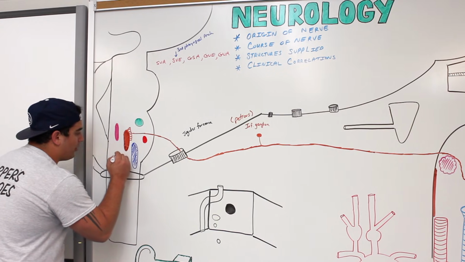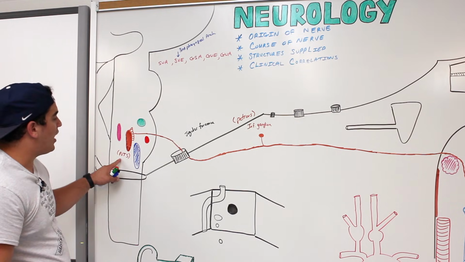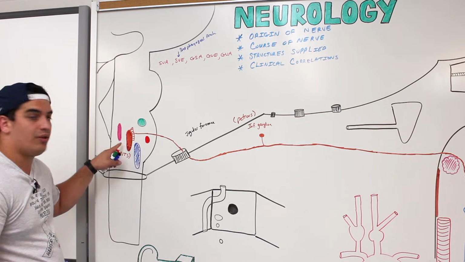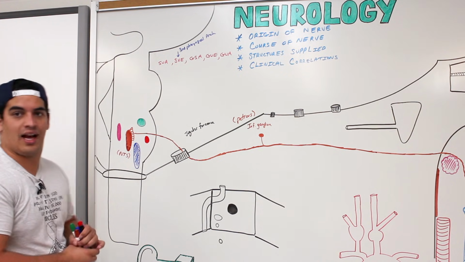So what is this guy here called? I'm going to denote it as NTS. NTS stands for nucleus of tractus solitarius. These SVA fibers are going to go to the nucleus of tractus solitarius. All right, sweet. Let's go to the next guy.